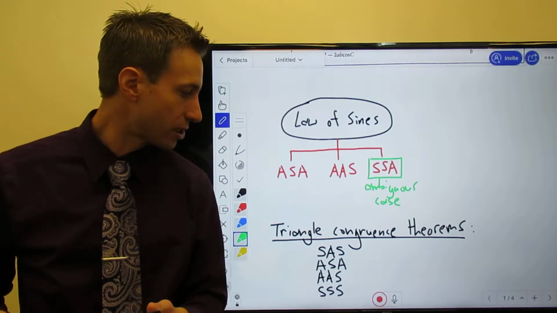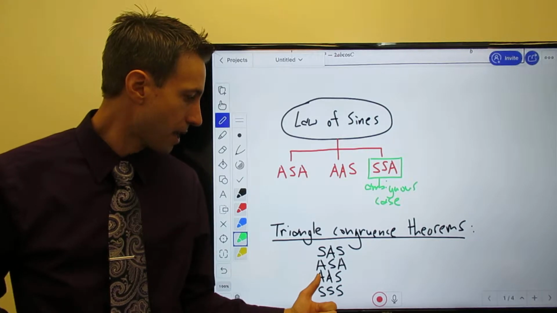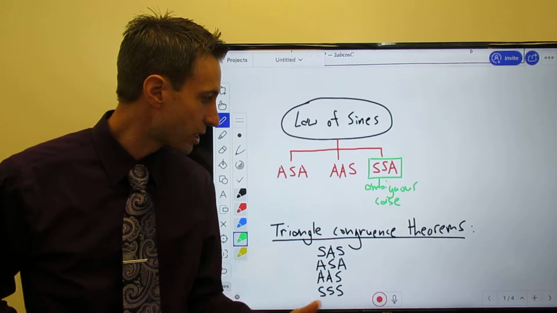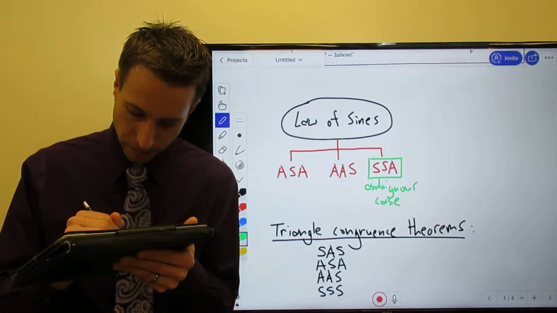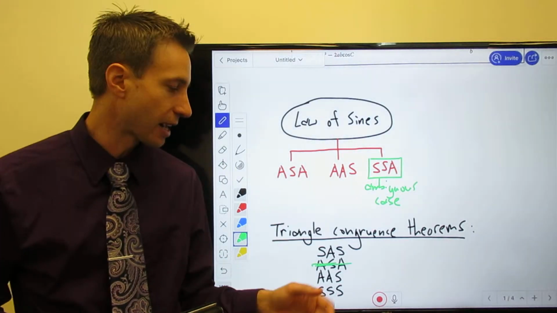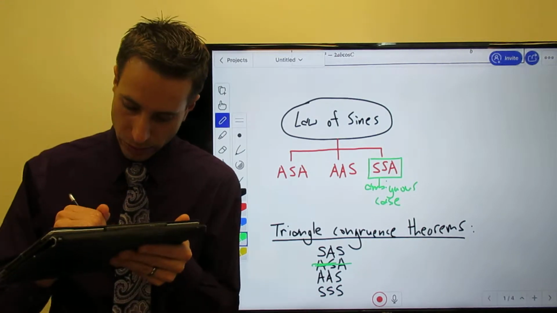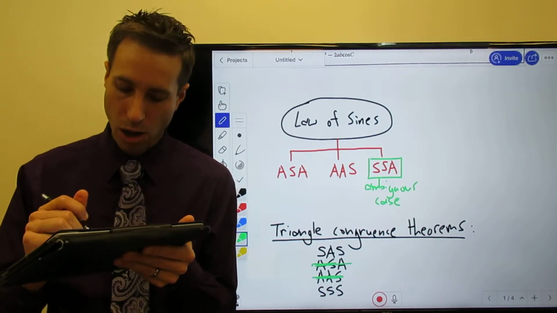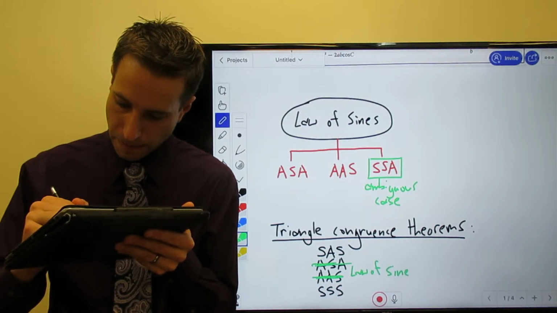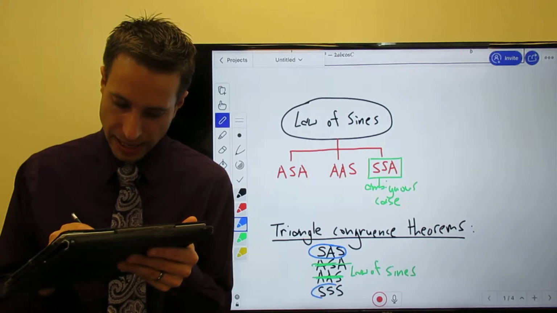Well, what we've now seen is that some of them apply to the law of sines. Angle, side, angle goes with the law of sines. If you're given that information, the law of sines works. Angle, angle, side also goes with the law of sines. But you're left with two: side, angle, side, and side, side, side.